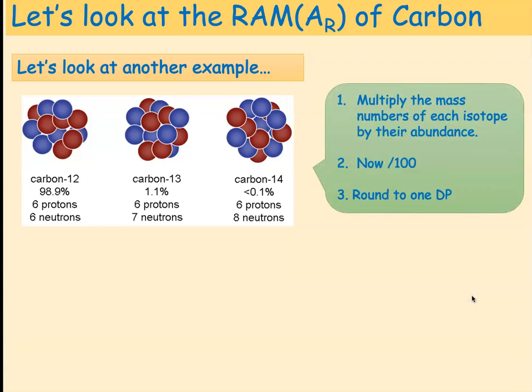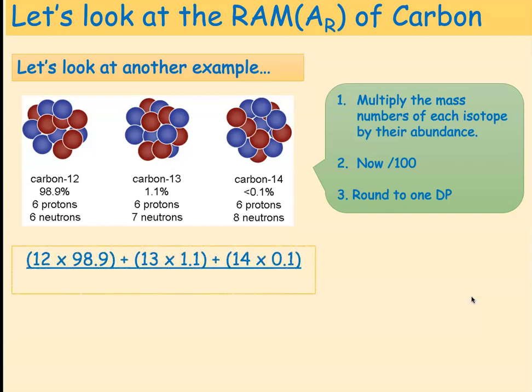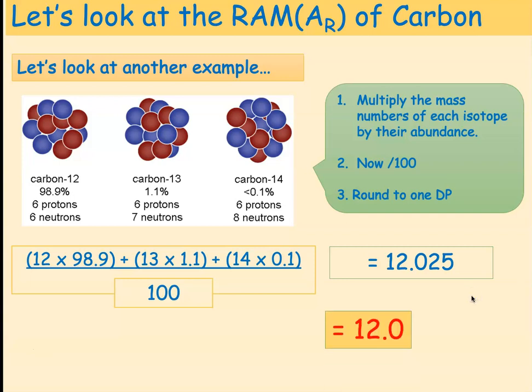So here's our way of doing it. Okay, so we're going to multiply 12 by 98.9, put it in brackets, add it to 13 times 1.1, plus 14 times 0.1. Divide it by 100 because it's percent. Calculate it, so that's the answer that the calculator will give you. And because the periodic table needs it in 1 decimal place, we are going to round that to 12.0, which is what we expected. Remember, we said that carbon has a relative atomic mass that is nearly exactly 12.